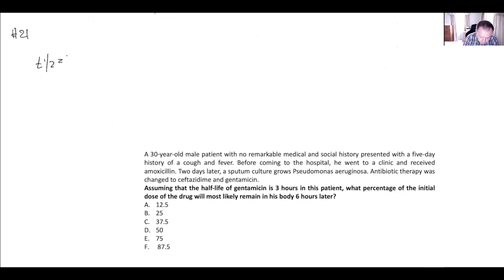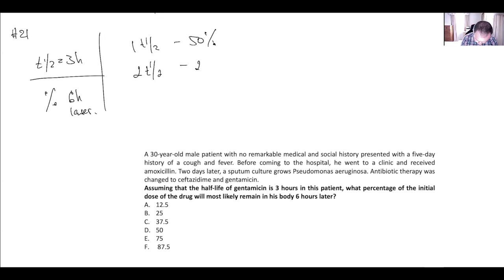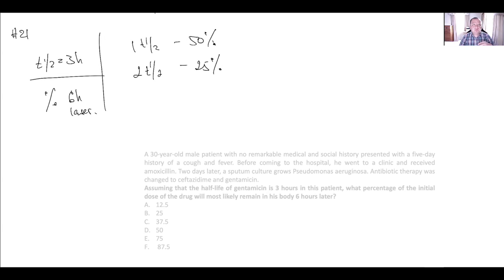Half-life 3 hours. What percent of initial dose will be left 6 hours later? Easy, right? So 1 half-life is 50%, 2 half-lives, 25% will be from the initial dose. What about this question?